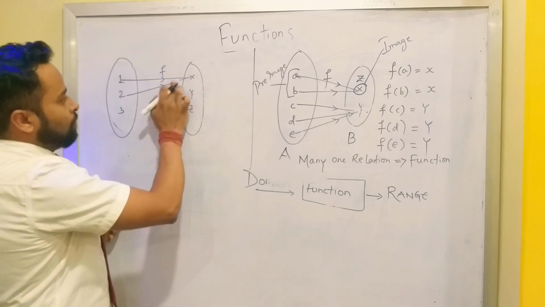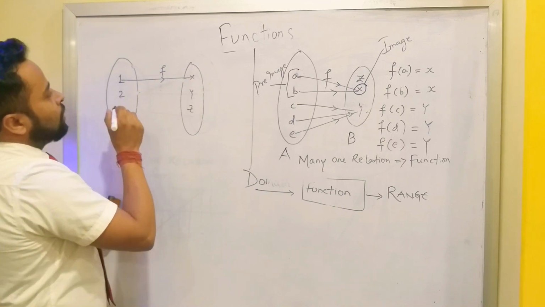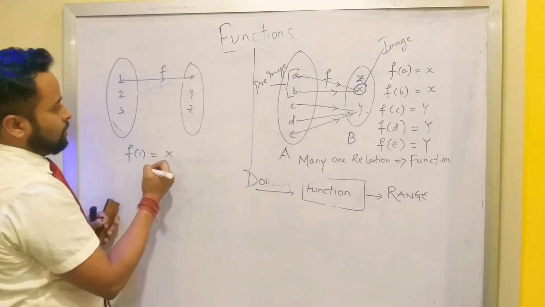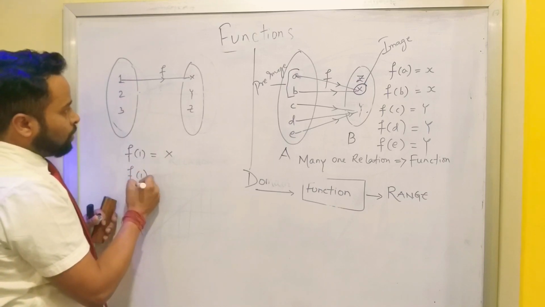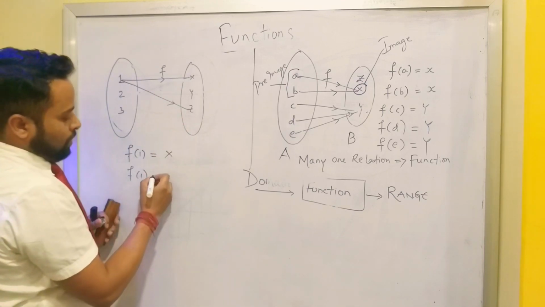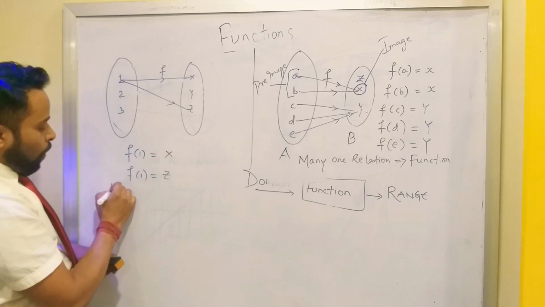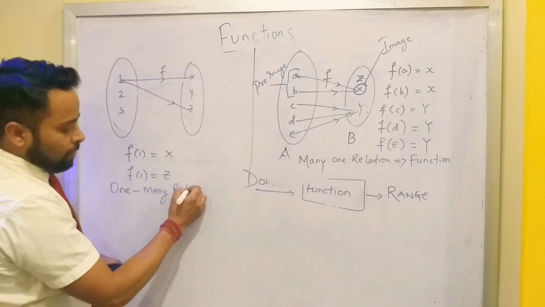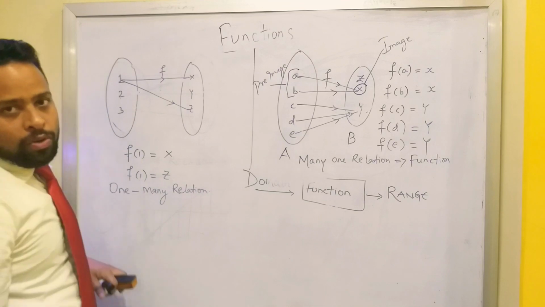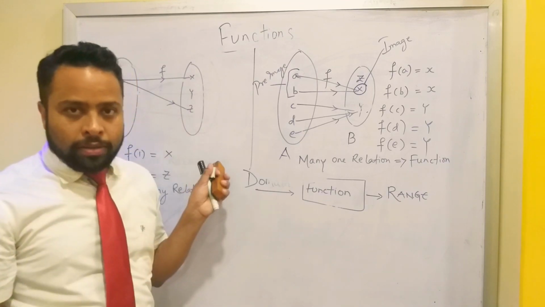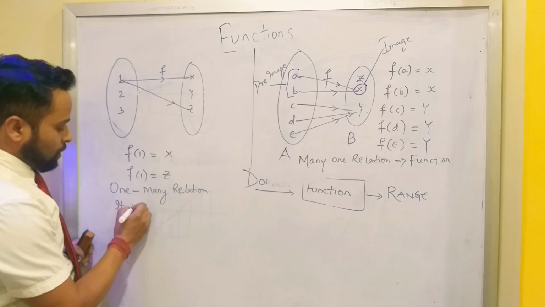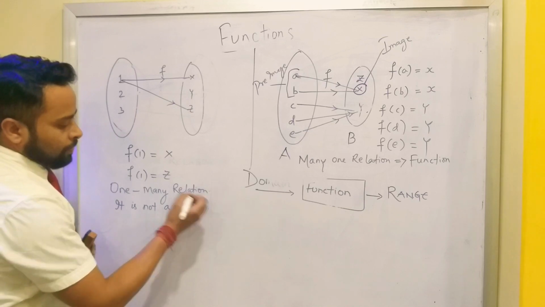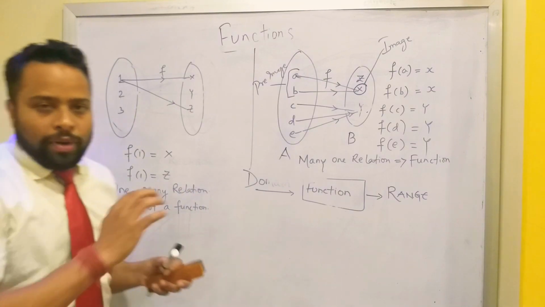Okay, so sorry, let me change a little. Suppose I put f of 1, I get x. Again, if I put f of 1 only and say it is giving me z, then it is a 1 to many relation. Obviously, 1 to many relation means not reliable, so it is not a function. Okay, so 1-1 relation is a function.